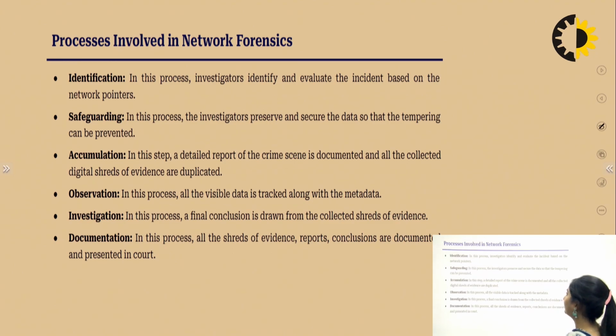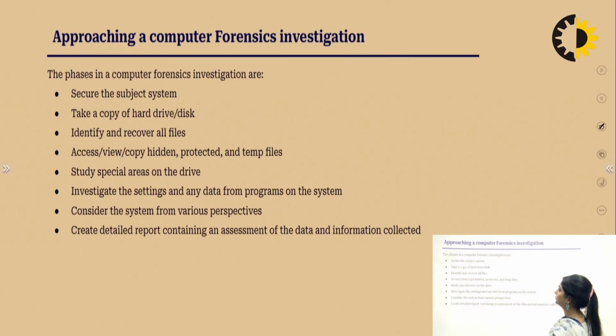Process involving network forensics. Again, identification. Investigators identify and evaluate incidents based on network pointers. Safeguarding. In this process, the investigators preserve and secure the data so that tampering can be prevented. Accumulation. In this step, a detailed report of the crime scene is documented and all the collected digital threads of evidence are duplicated. Observation, investigation, and documentation.